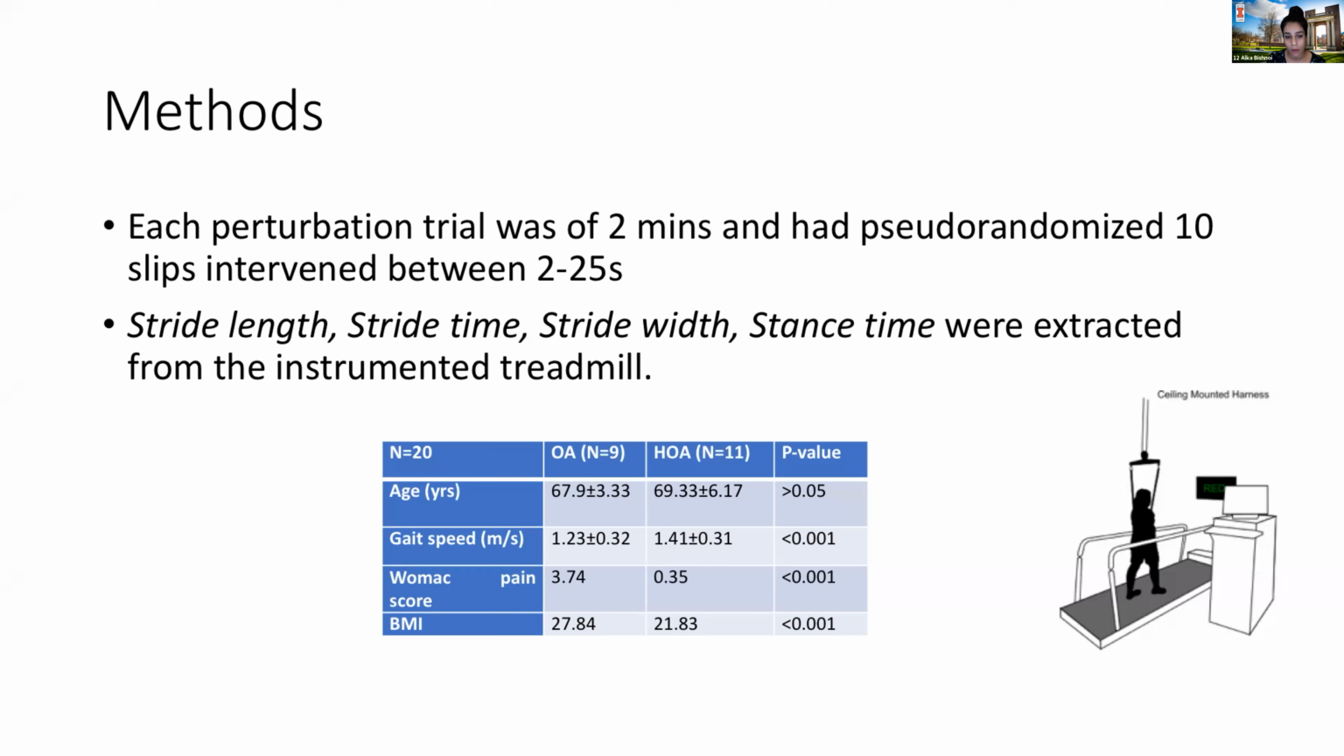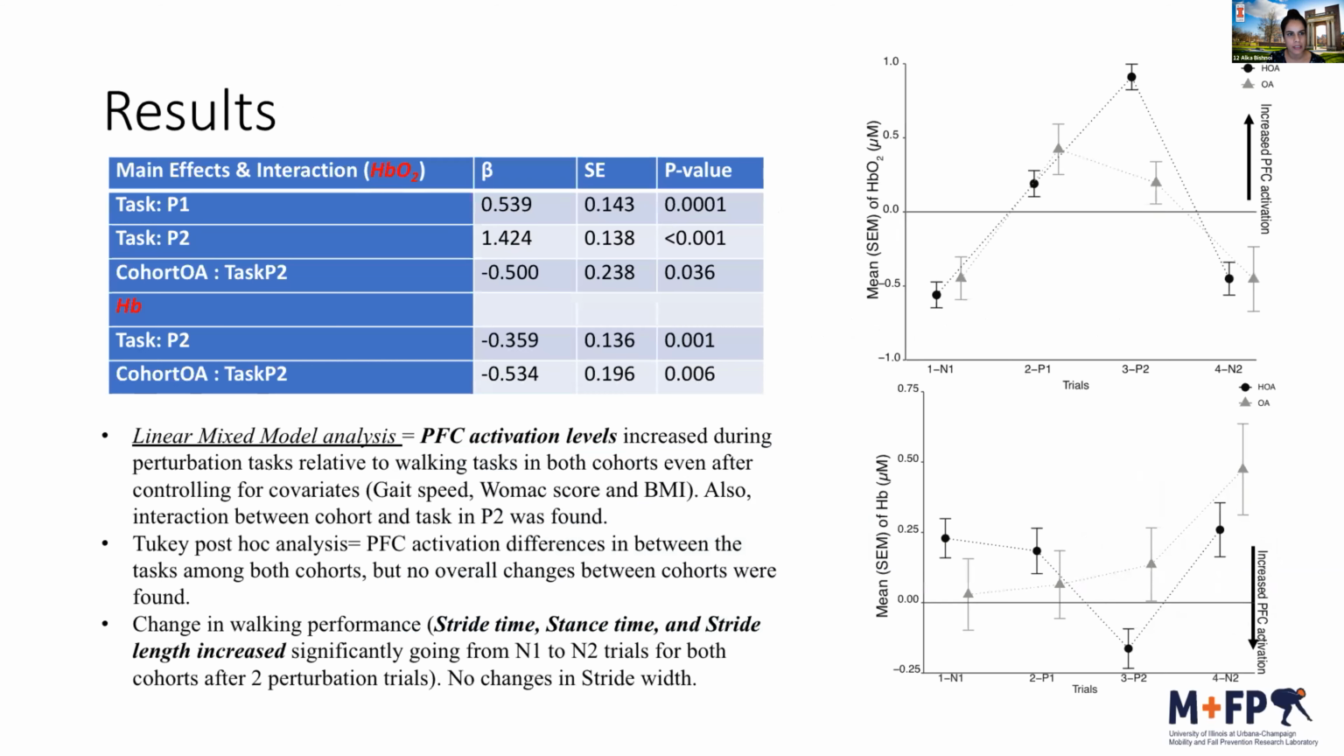We also found interesting things: there were differences in the age of these cohorts. There were differences in the normal walking gait speed, and this gait speed is when they are walking overground. This was also significantly different between these cohorts. The WOMAC pain score is the osteoarthritis pain score, which was obviously significantly different between these cohorts because we are comparing osteoarthritis and healthy adults. Also, there was a difference in the body mass index. So we used these as covariates in our study, and we wanted to see if, after controlling these covariates, we are still seeing PFC activation level differences in these cohorts or not.